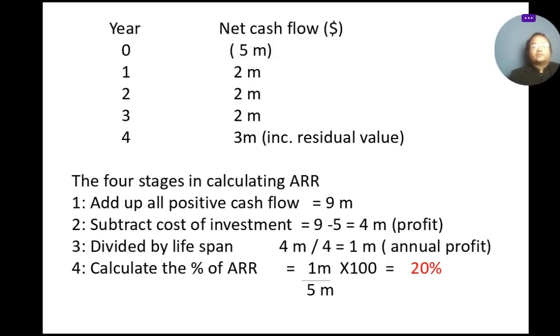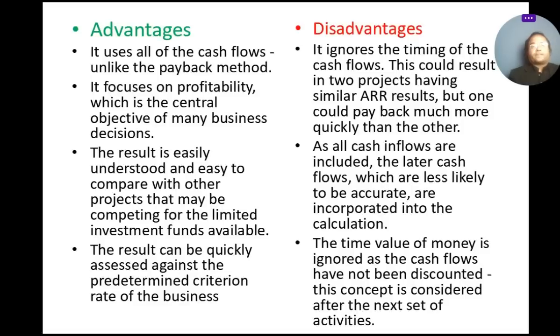The next step is that you get 4 million in 4 years. It means that you can earn 1 million per year profit on the particular investment. So how much is your ARR? 1 million profit divided by your investment, times 100. That is 20% profitability on your investment. So 20% is your annual rate of return that you can earn on a particular investment.